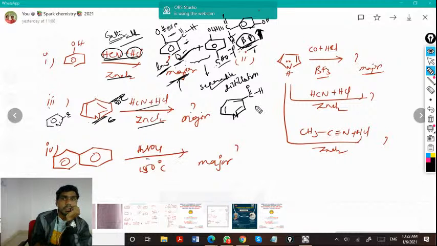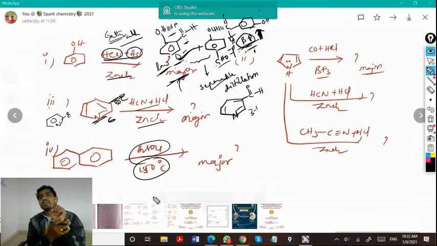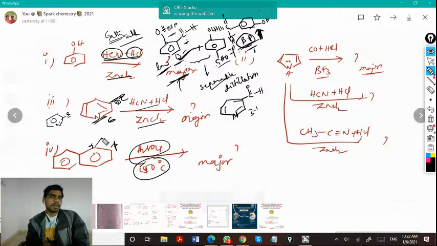so 3-formyl pyridine. Okay, so next, if it is H2SO4, there will be two possibilities. Among those two, at low temperature, alpha substitution will be the major, this is alpha and this is beta. At high temperature, beta substitution will be the major. So here the final product will be beta sulfonic acid, beta naphthyl sulfonic acid.